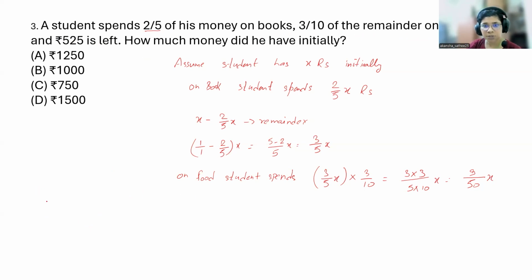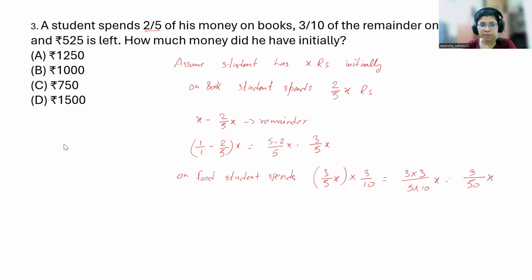So he spent 3 by 5 on food. So now you can see that initially the student has x money, and from this he spent 2 by 5 on books and then 9 by 50 on food, and he is left with 525 rupees now, right? 525 rupees.